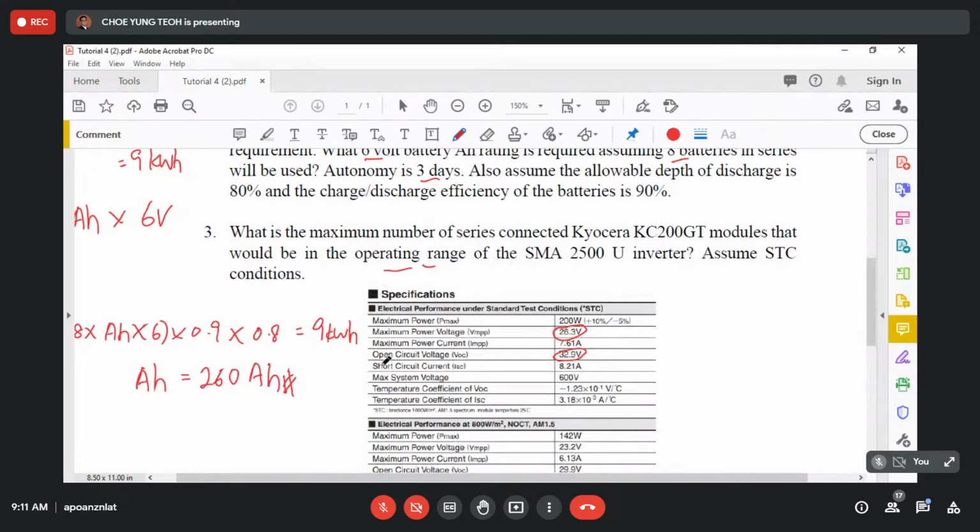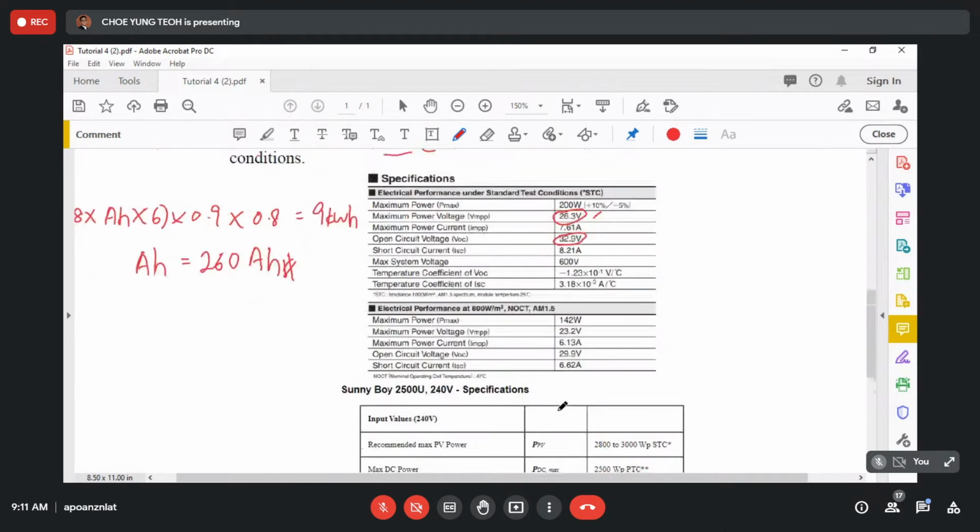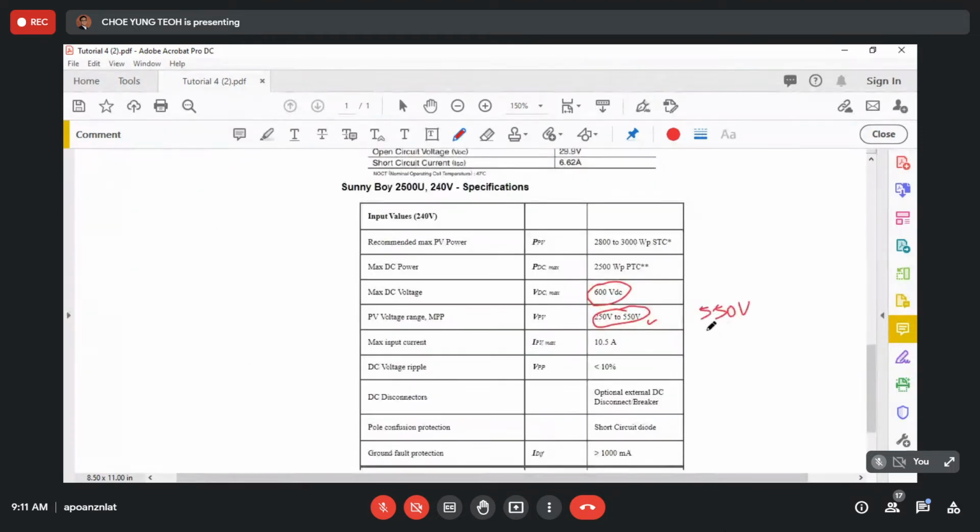In operating, you have to refer to the VMPP as well, 26.3. So you take 550 divided by 26.3 watt. Then you will get the number of panels you can connect in series, which is 20.9. Then we round down to 20.